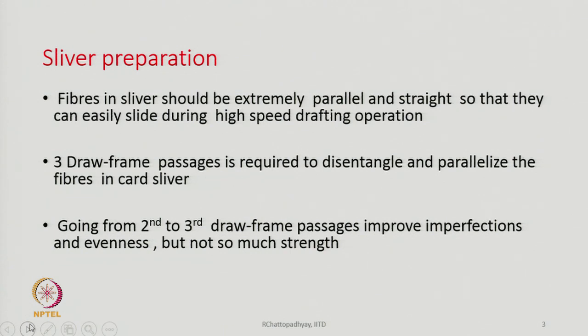draw frame passages improves the imperfection level and evenness, though strength may not improve much, because these are also going to spoil the yarn. See, imperfection value and evenness value, the neps, thick and thin places, all of them are going to downgrade the yarn. So, in order to improve these aspects, the third draw frame passage is really very, very helpful.